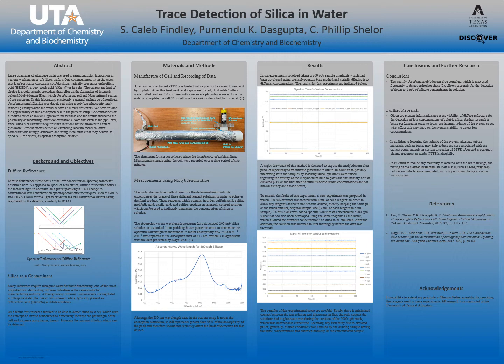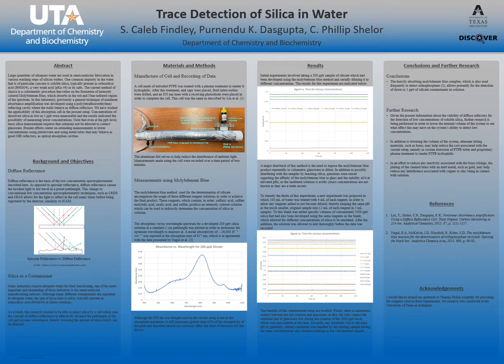Firstly, diffuse reflectance is the basis of the spectrophotometer used in our research. Diffuse reflectance differs from its cousin, specular reflectance, by the nature of light being scattered in many directions upon striking it. This allows for incident light to reflect many times within the cell, and not simply travel from the light source to the light receiver as the crow flies.